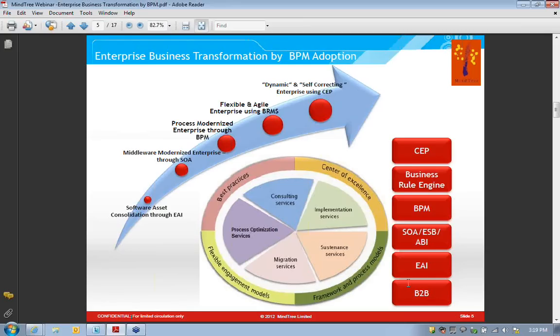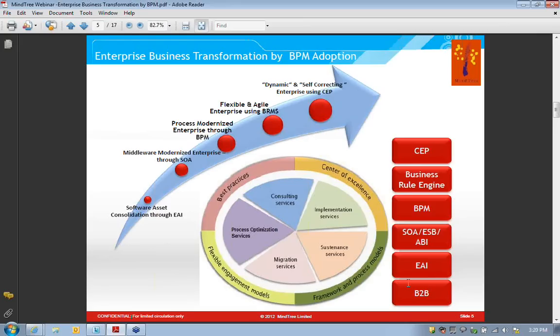So SOA, for the purpose of this particular discussion, I am classifying as a best practice way of integrating applications together to enable future reuse. If an organization gets into this second step, which I have mentioned as middleware modernized enterprise through SOA, then we can confidently tell that the organization has started getting into some sort of mature way of integrating their processes.